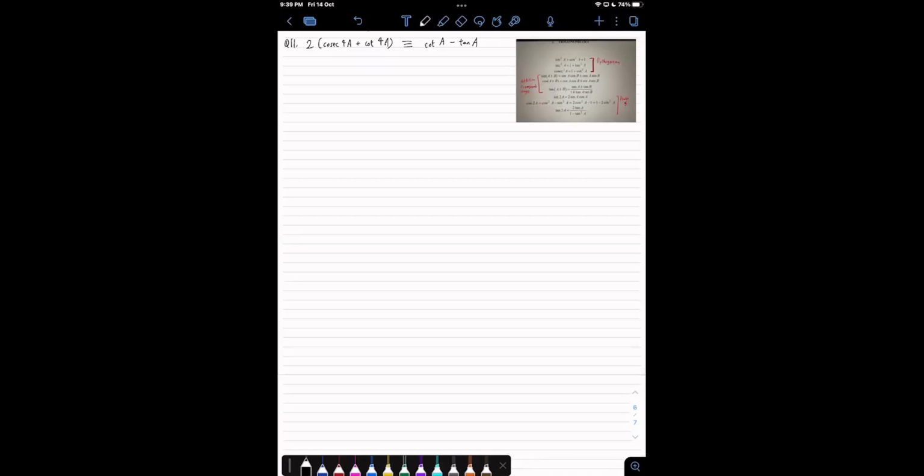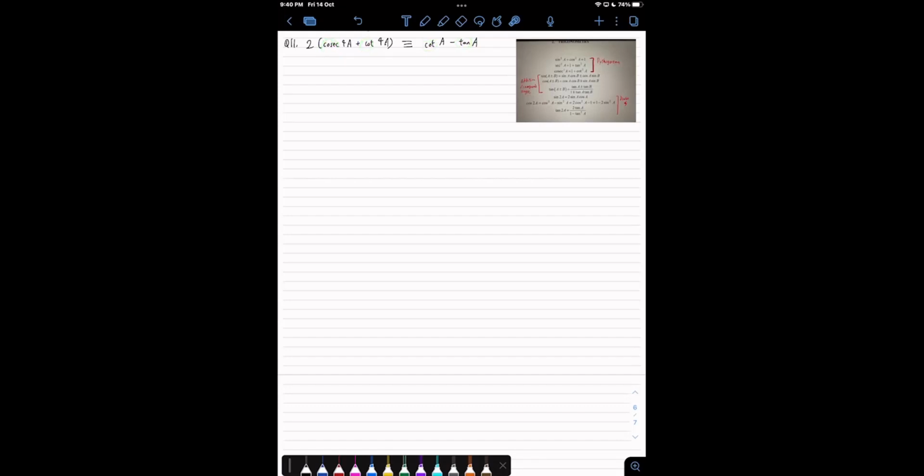So now, how to prove the double angle formula. Let's see how we can do it. How do we bridge the gap? We need to use the double angle identity. But before we do that, let's take a look at the cosecant and cotangent.